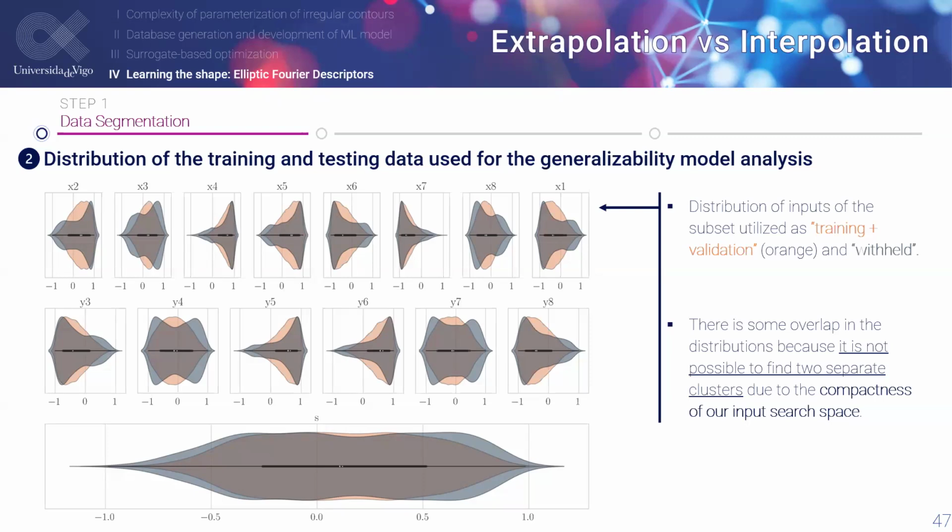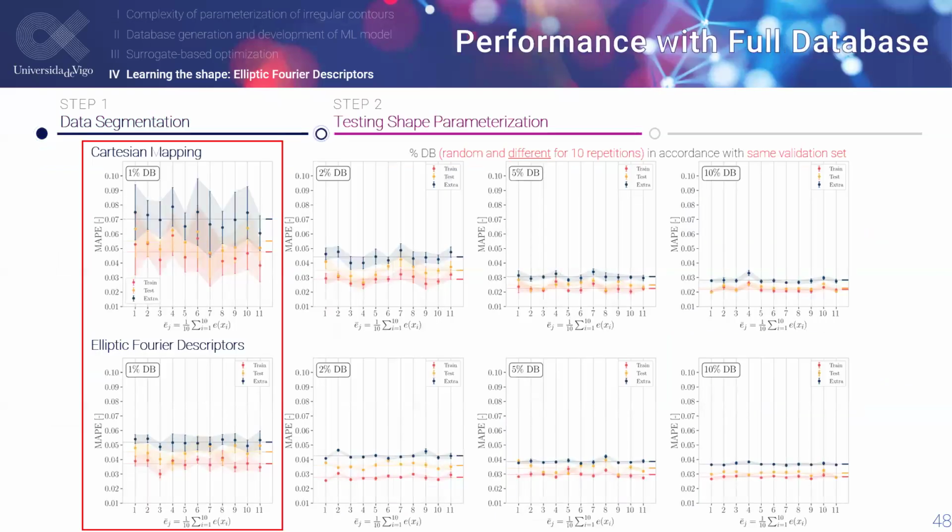Following these training and withheld data sets, we compared how well the elliptic Fourier descriptors hold up against the Cartesian mapping description. This was pretty interesting because we measured two things at once. First, whether the elliptic Fourier descriptors outperformed the Cartesian mapping, and then how much information they needed for training. So what's the result here? I want you to focus on the right of the plot, because those models were trained using only 1% of the data. A really, really small quantity.